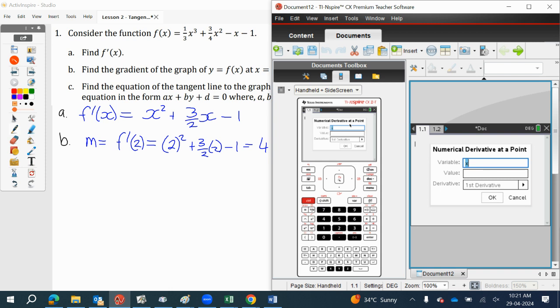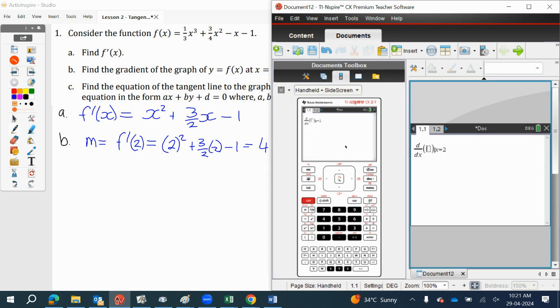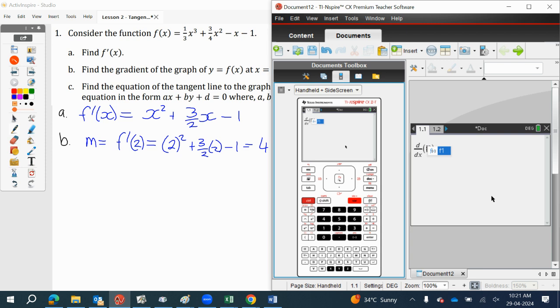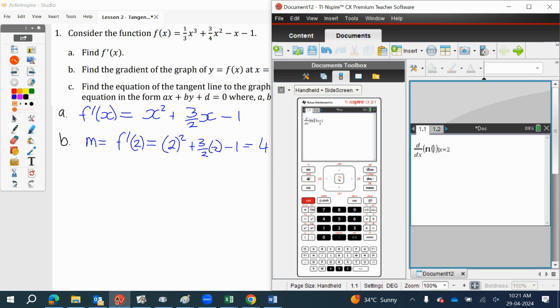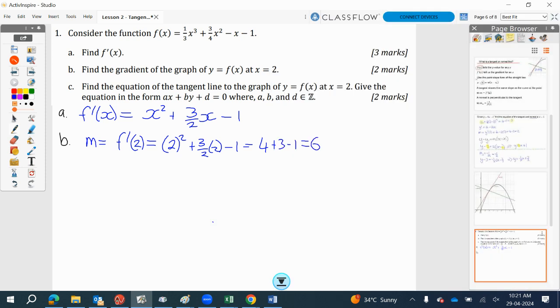Our variable is x. The value that we want in this one, was it x equal to 2? We click OK. This template pops up for us. So then you can click your variable button. We type the function in as f1. We want f1 of x. We press enter. That's the answer. So variable x and then derivative first and then just press OK. And value 2. So we get our answer 6.